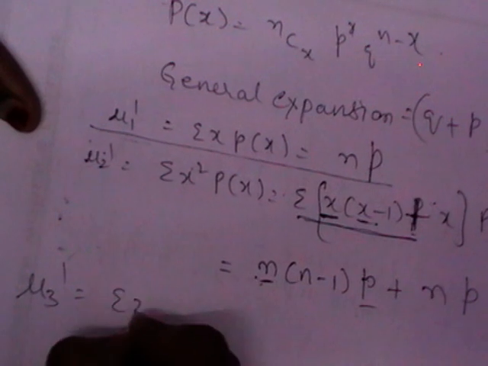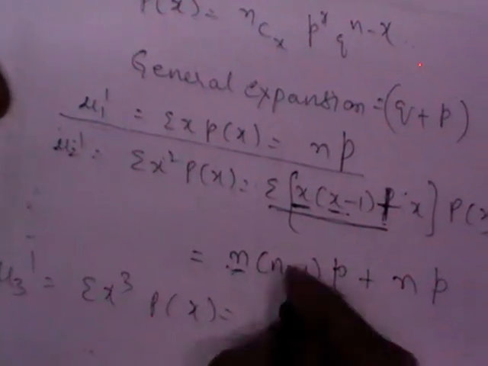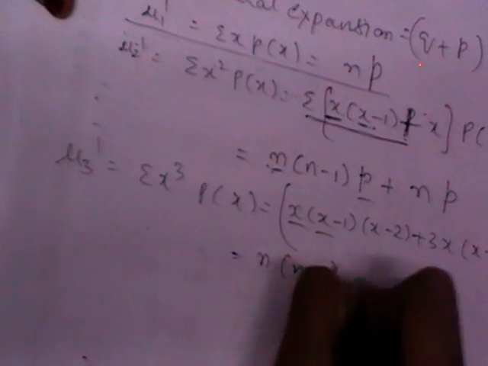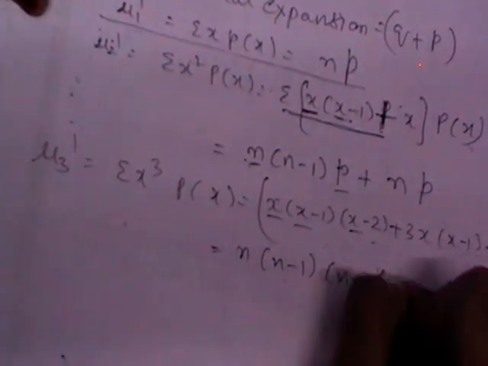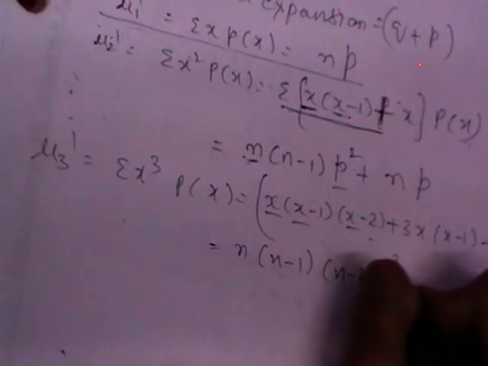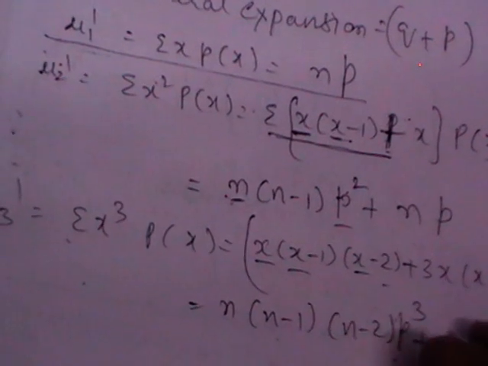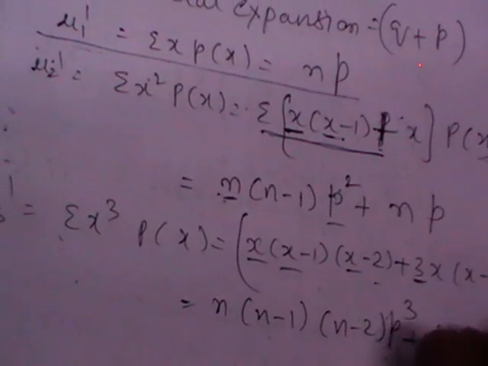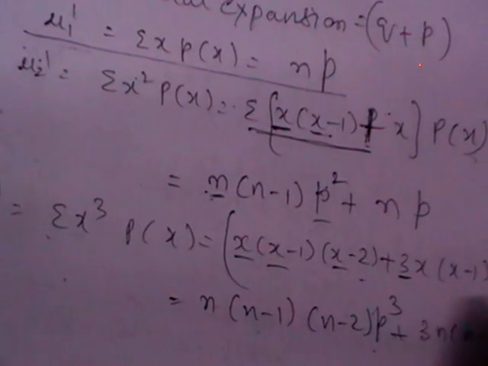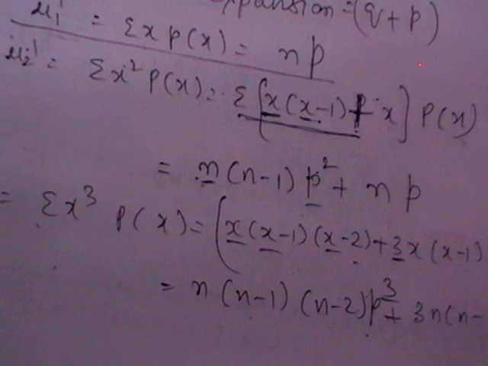Similarly, mu 3 dash, what is the formula for mu 3 dash? Sigma x cube into p of x. So better you remember the formula for x cube: x into x minus 1 into x minus 2, plus 3 into x into x minus 1, plus x, into p of x. So by the same logic, how do you get the mu 3 dash expression? n into n minus 1 into n minus 2 into p, not simply p, here p cube, as we did p square for the second moment, plus 3 into n minus 1 into p square plus np. I think the powers are reducing by 1.